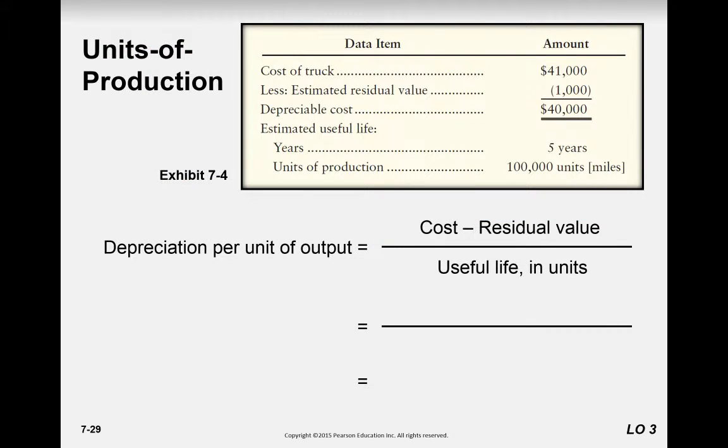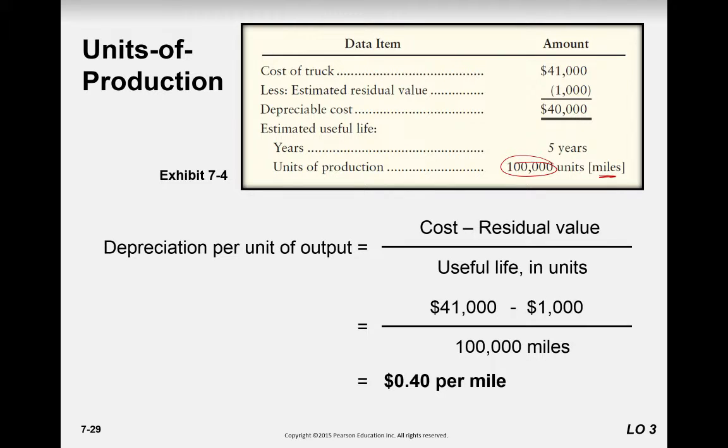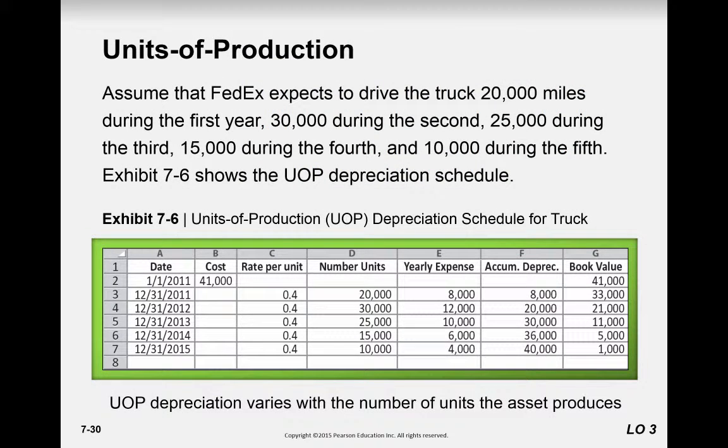So let's work through that. In this case, we were told that we had 100,000 units. So we still have the same 41,000 minus the 1, but now we're going to divide it by 100,000 units to get 40 cents per mile, and that's what they told us here that we're going to depreciate. So in this case, we expect to drive this truck 20,000 miles the first year, 30 the next, 25 the next, and then 15 through the fourth, and 10,000. So this should equal hopefully about our 100,000 units here.